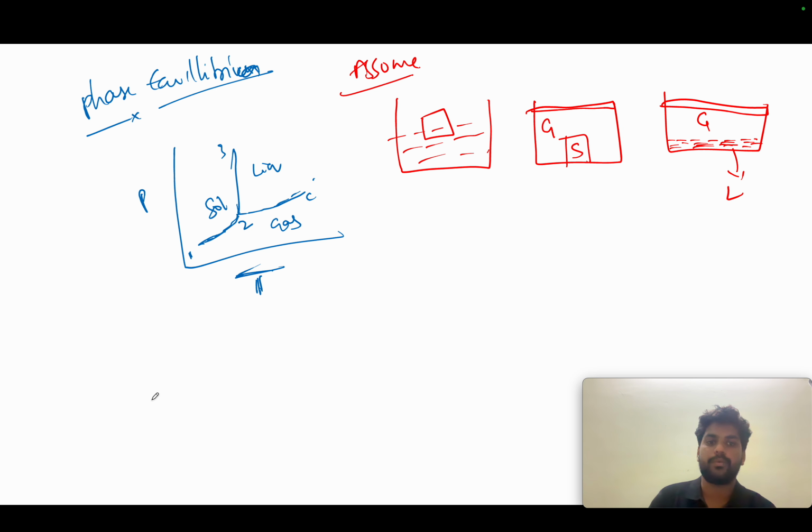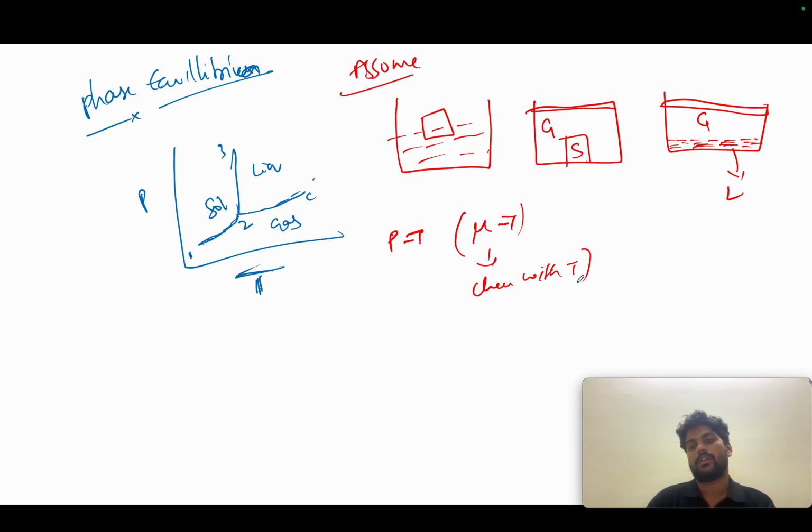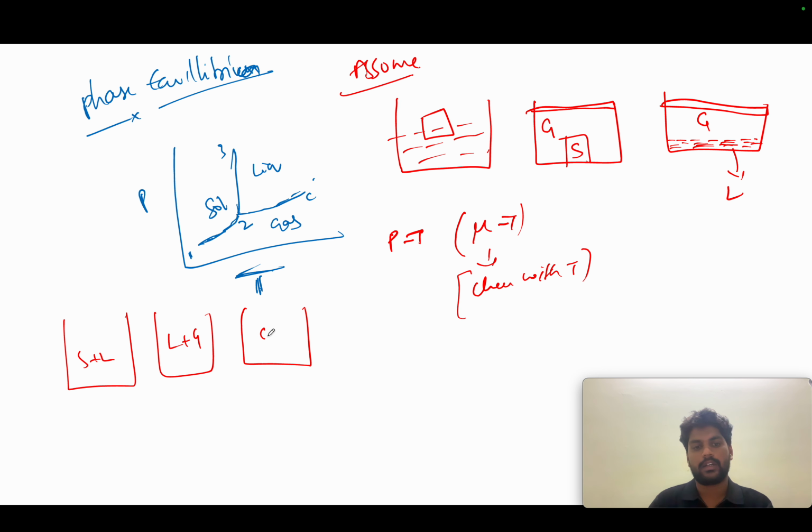So for phase equilibrium, we need to remember, if you take the PT graph, I will explain the mu T graph also, like chemical potential with temperature. Whenever you're reading phase equilibria, it's better you take three boxes. Just assume you have solid plus liquid, liquid plus gas, and the gas plus solid.